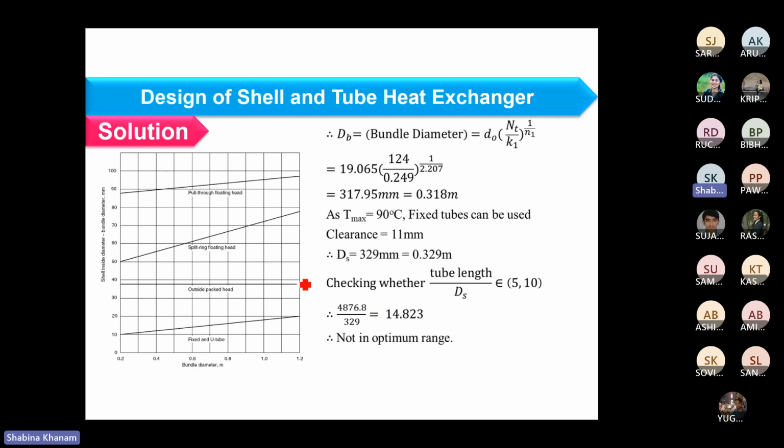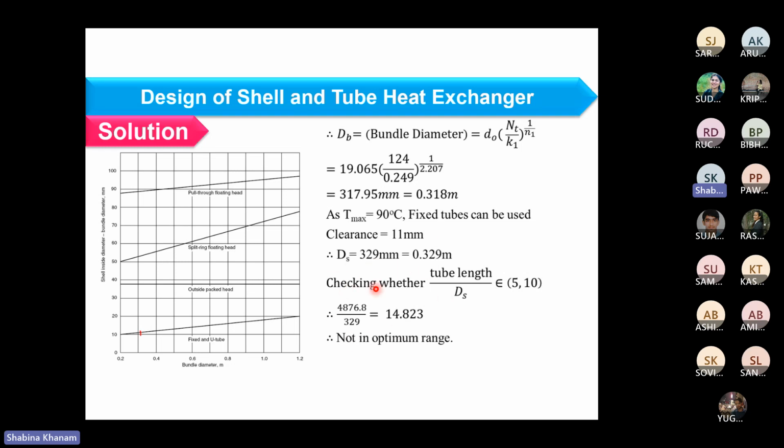and if you are considering the diameter 0.318, somewhere here you can have the value like this. So something here you can get the value, and that value you can consider as 11 mm, and then we can get the shell diameter simply by adding bundle diameter with clearance.